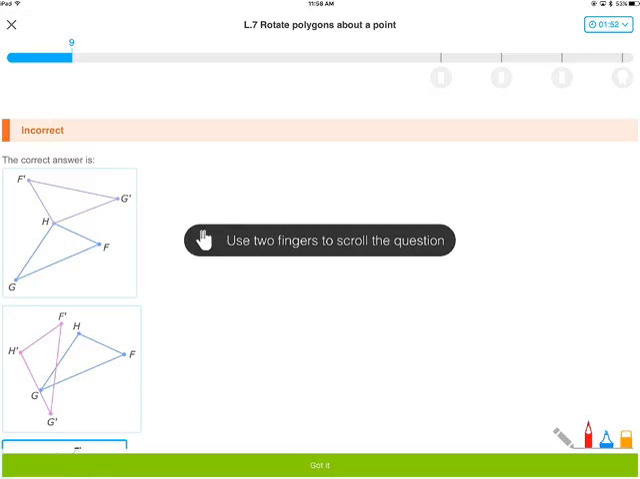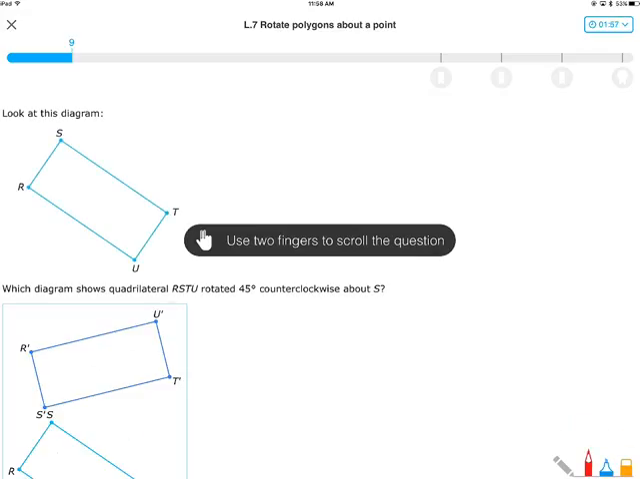Oh, it counts as an answer when you draw on the picture. Harsh. Okay, let's try this again. This is all a learning process, okay?